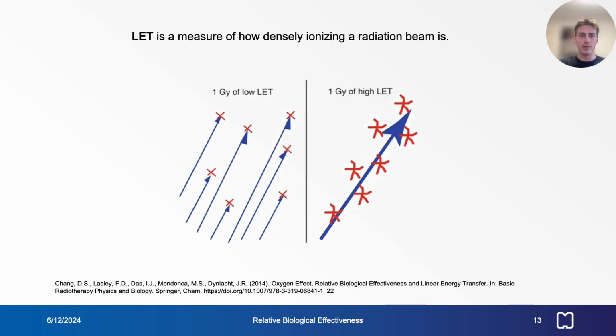So LET, or linear energy transfer, is just a measure of how densely ionizing a radiation beam is. Shown here in this diagram, schematically represented, low LET radiation is represented by many rays to cause 1 gray of absorbed dose. However, radiation with a high LET is represented by less ionizing radiation for the same 1 gray of absorbed dose.